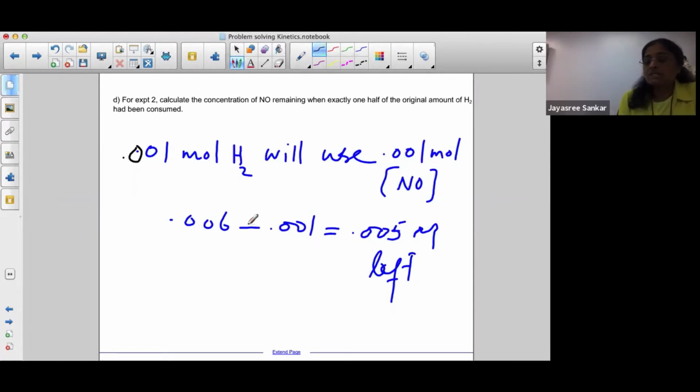So what is remaining with respect to the original amount of nitric oxide? You started with the 0.06 moles of nitric oxide and you take away 0.01, which is reacted along with the moles of hydrogen. So you are left with 0.05. That's the remaining amount of NO at that point.